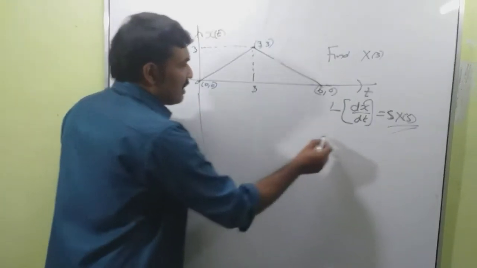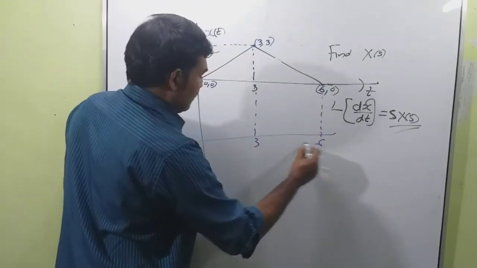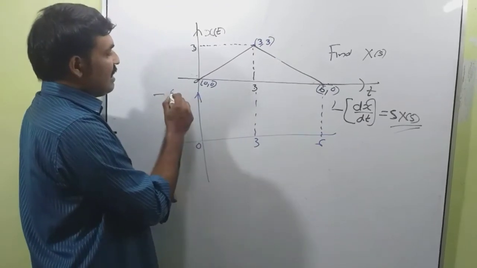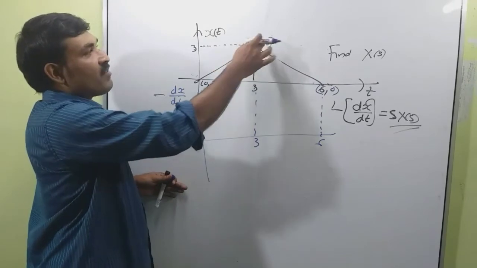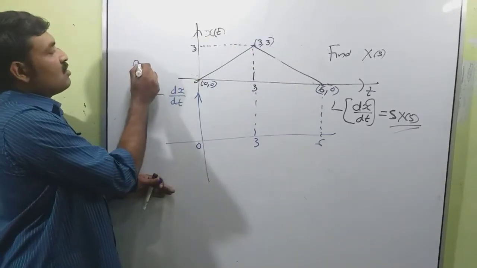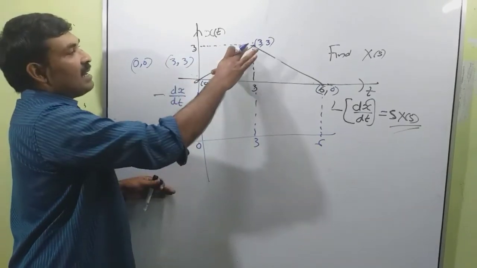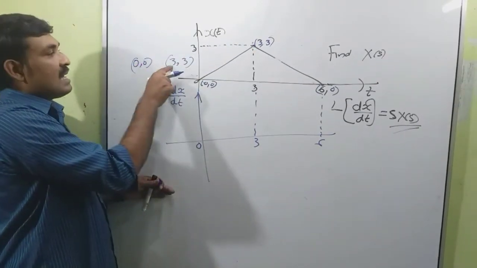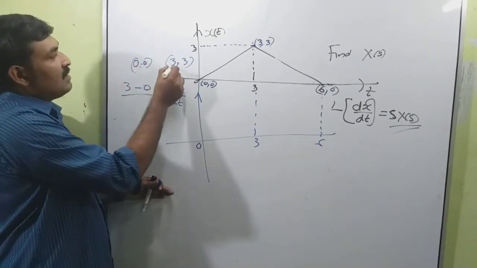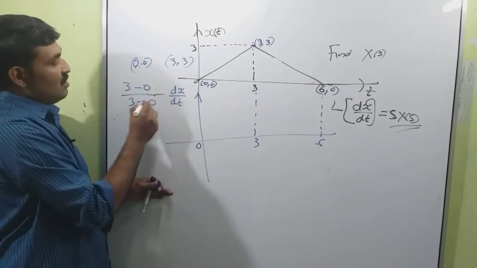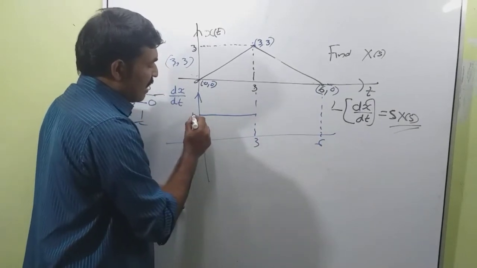Now I am going to differentiate. This is our time axis, this is 3, this is 6, this is 0, and this is dx by dt. The slope of this line is the y difference by the x difference. Our points are 0, 0 and 3, 3. So the dx by dt of this line is 3 minus 0 divided by 3 minus 0, that is equal to 1. So up to this point, the value of the signal is equal to 1.